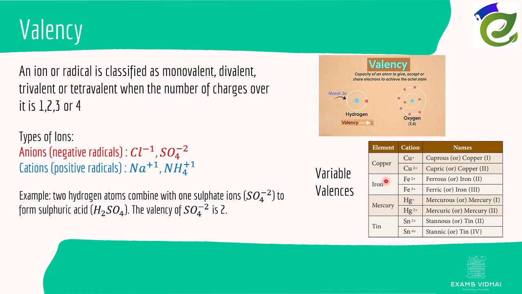Let's take the next element, iron, where you have Fe2+ and Fe3+. Fe3+ is ferric, and Fe2+ is ferrous. Similarly for tin and mercury as well. You can find this table in the textbook as well, so don't worry.